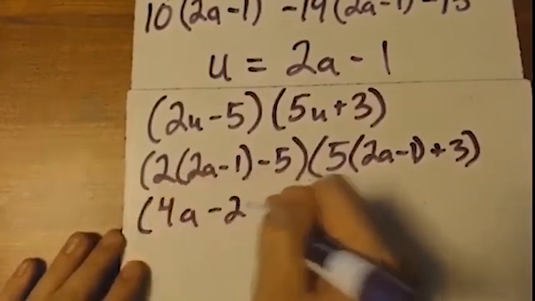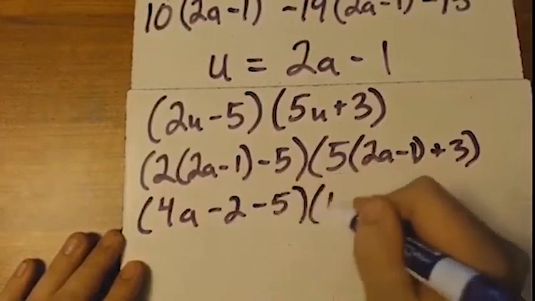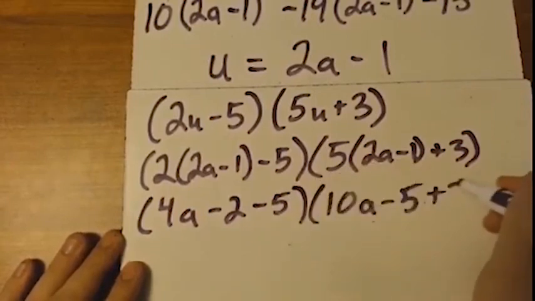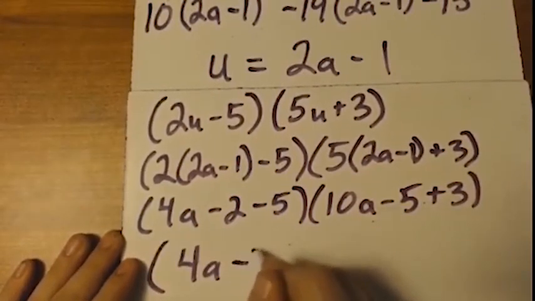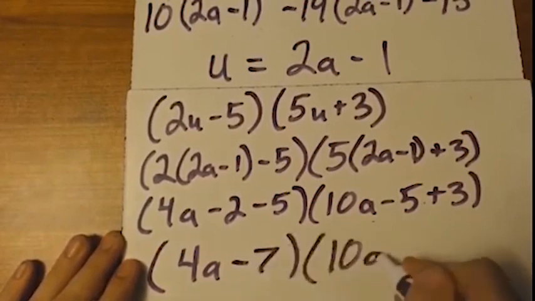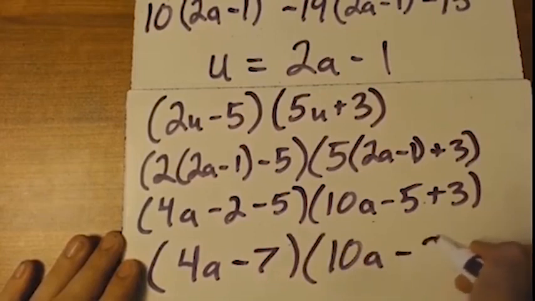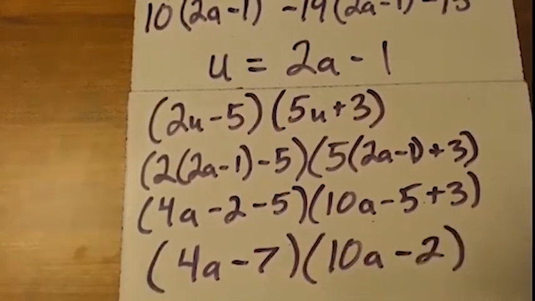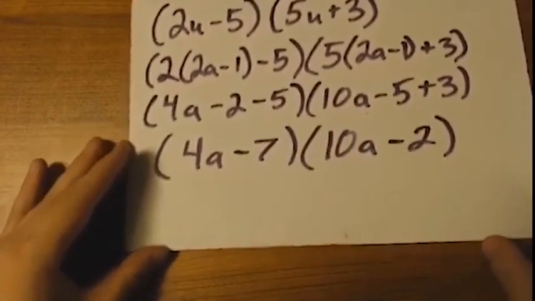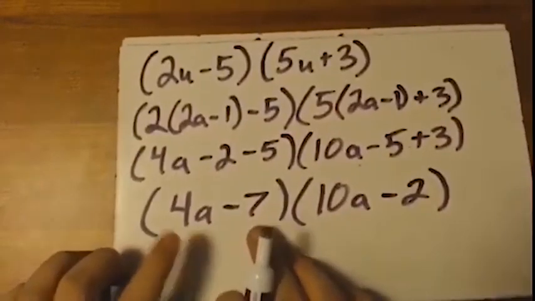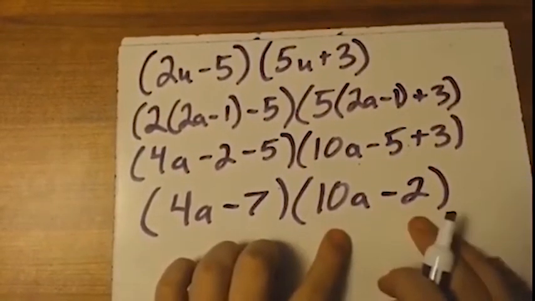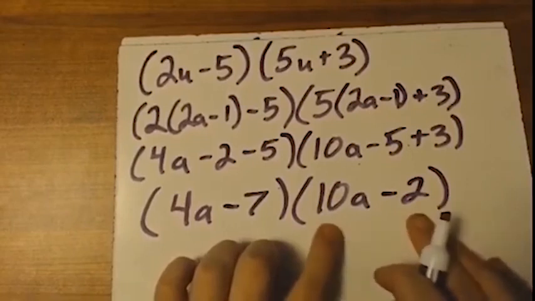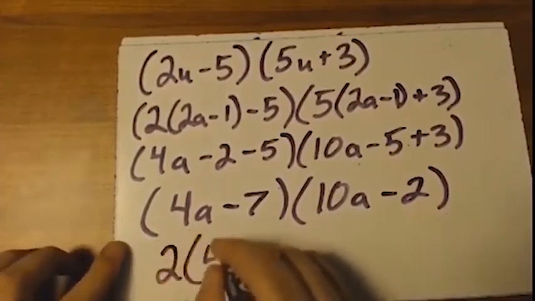Distribute: 4a minus 2 minus 5, 10a minus 5 plus 3, gives 4a minus 7 times 10a minus 2. We are almost done, but we're not quite yet done. 4 and 7, nothing in common, nothing can come out. 10 and 2, something in common. Both of these have a factor of 2, so let's factor that 2 out.